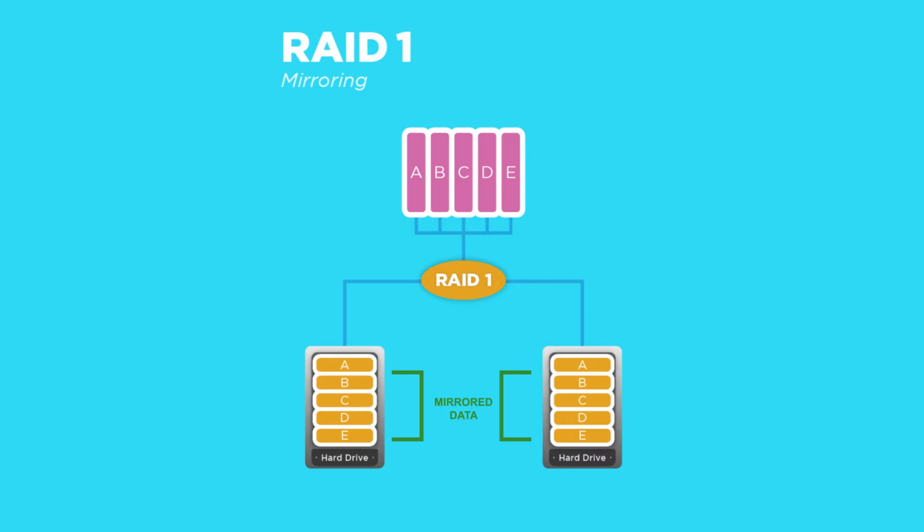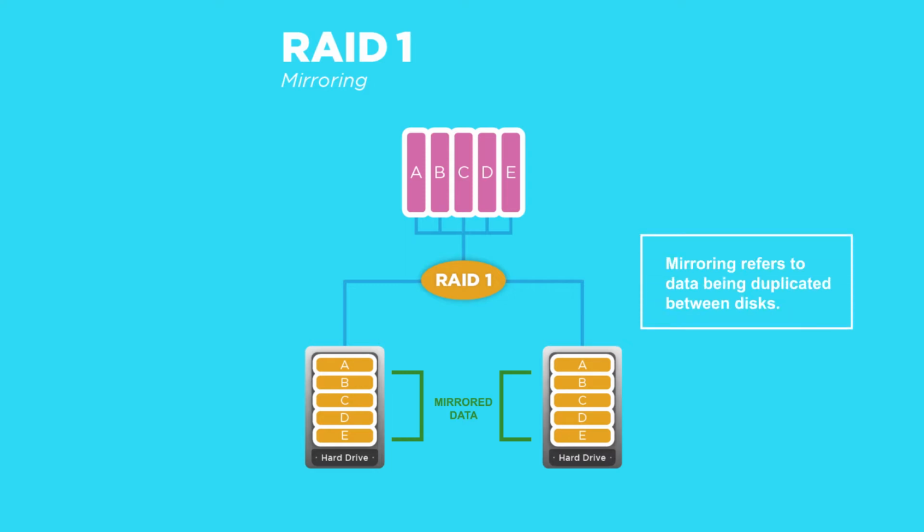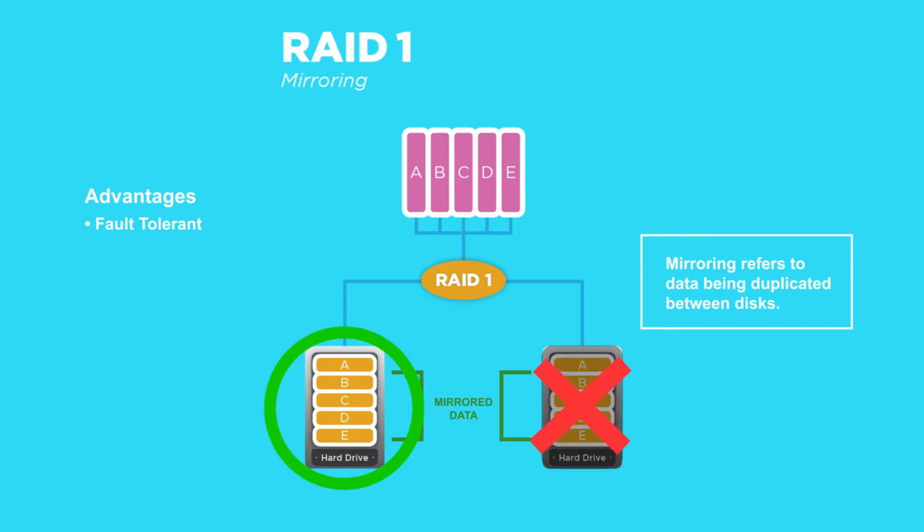So now, RAID 1. In a RAID 1 setup, data is duplicated or mirrored between two disks, making it fault tolerant. This means that if disk 1 or disk 2 fails, the remaining disk will still have a duplicate copy of the data, preventing data loss.